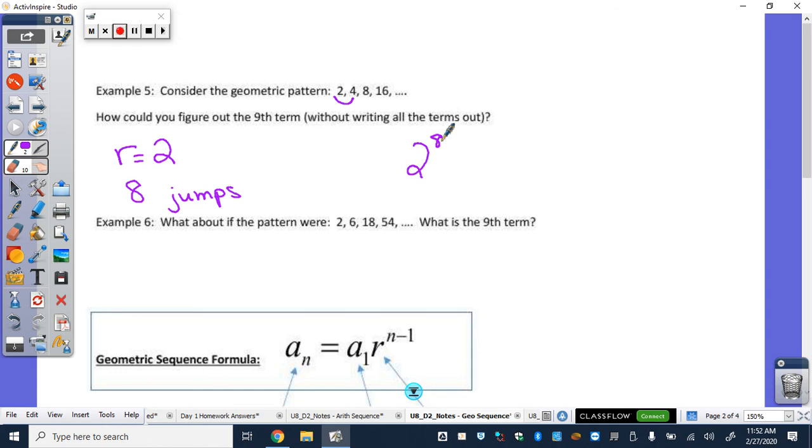I can show that by using a little exponent of 8. That 2 is being multiplied 8 times. But again, we always have to start with that first one. So I started at a first term of 2, and I multiplied it by my ratio of 2 8 times. So what does that give us for a 9th term? I got 512.